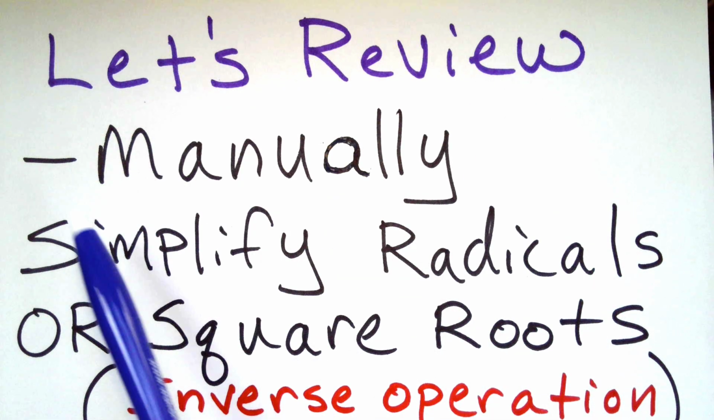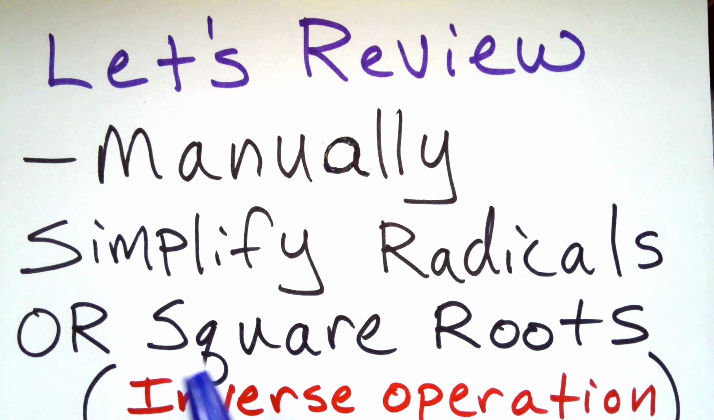I want to show you manually, and also using a calculator, how to simplify radicals, or simplifying square roots. We call them radicals, we call them square roots, whatever you prefer. That is the inverse operation to simplifying a square, like 10 squared or 6 squared or 12 squared, which I just reviewed in that last part 3 video. So let's just get down to it and do it.